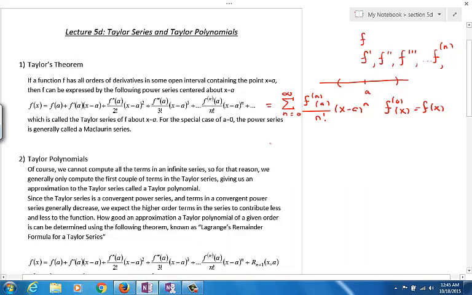And when the center is 0, the power series is often called the Maclaurin series. That's just something you're going to hear. I'm not going to use that a great deal, but that's what most people call it.